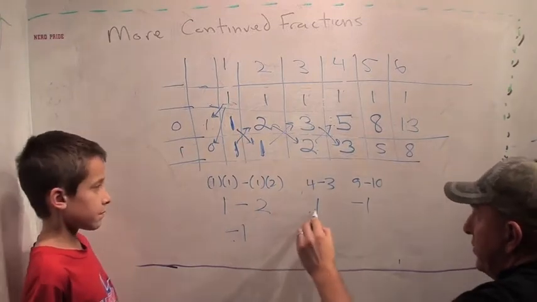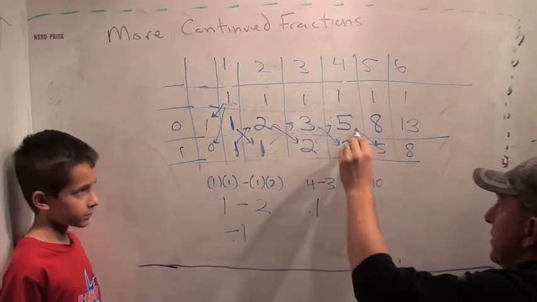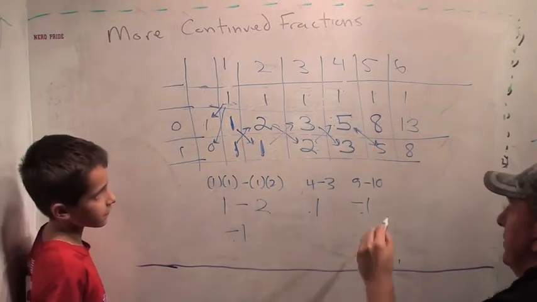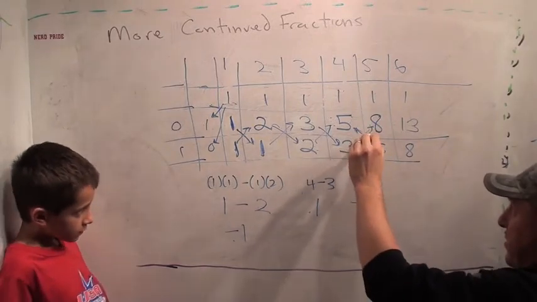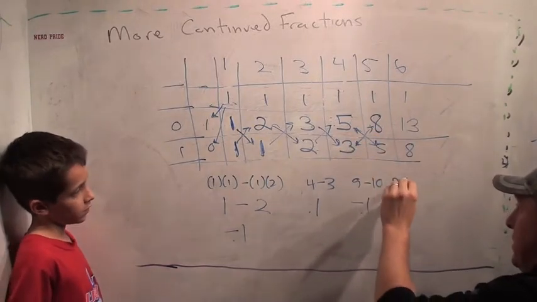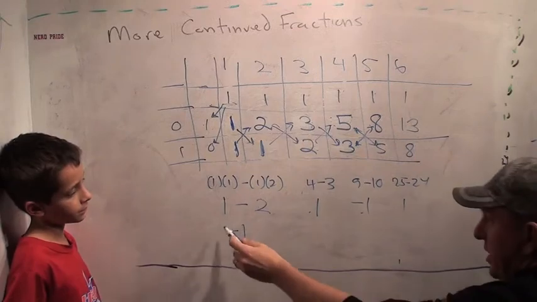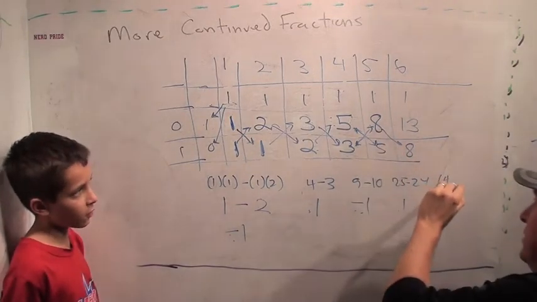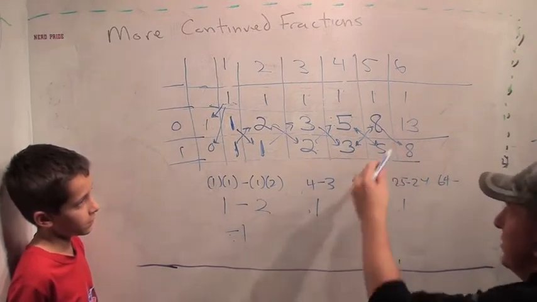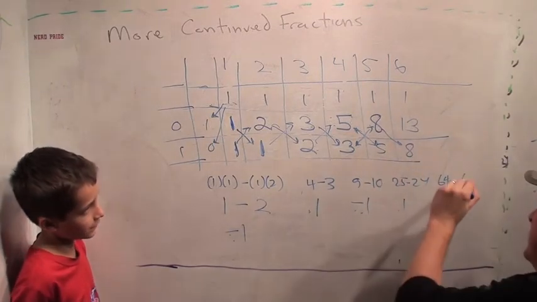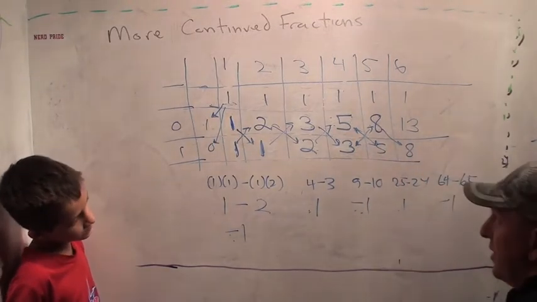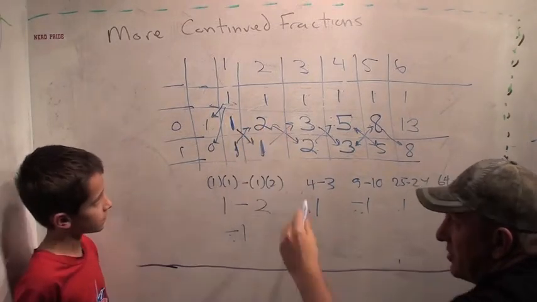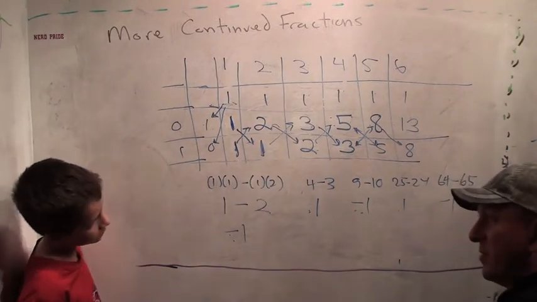So I went from minus 1 to 1 to minus 1. 5 times 5 is 25. Minus 3 times 8, which is 24. 1. So I get minus 1, 1, minus 1, 1. 8 times 8 is? 64. Minus 5 times 13? Is 65. 65 minus 64 is minus 1. So when I do these funny cross multiplyings, I always get a plus 1 or a minus 1.